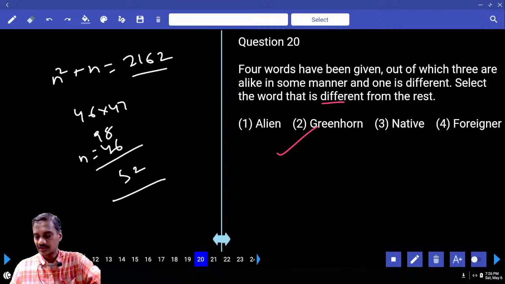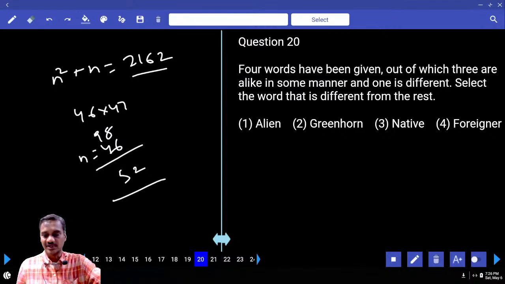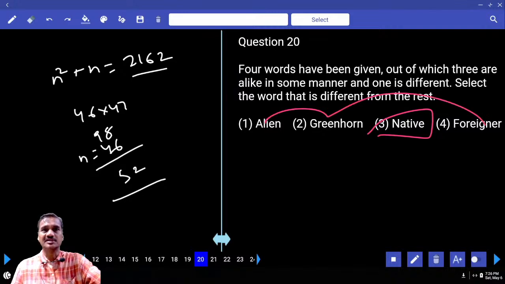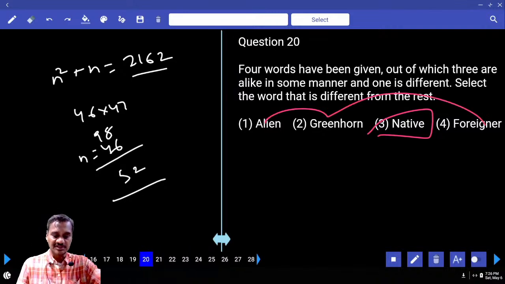Then question 20, four words have been given: an alien, greenhorn, native and a foreigner. Then tell me what is your answer here? Except native, all the remaining three are synonyms to each other, which means the same meaning.